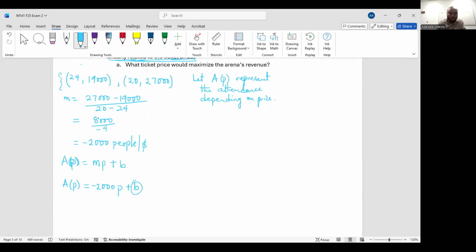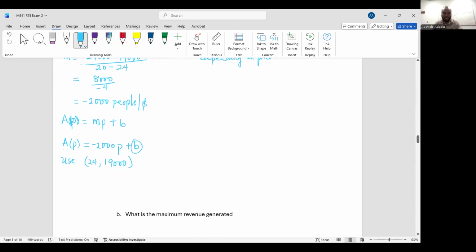All you need to do is pick one of these two points. So let us use 24,000. You can use any of them, just a point from the two. So that is A of 24 equals negative 2,000 times 24 plus B. So A of 24 is 19,000, which equals minus 48,000 plus B.